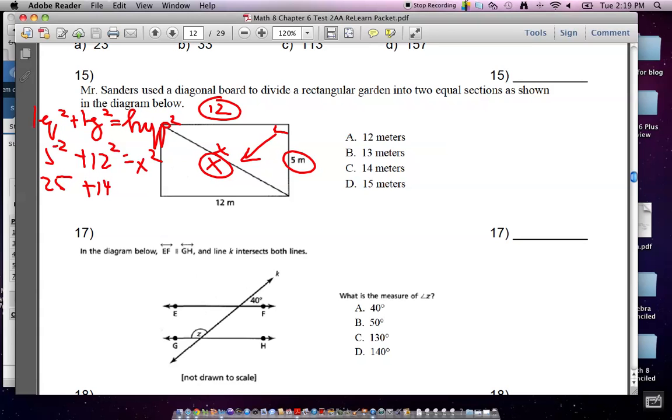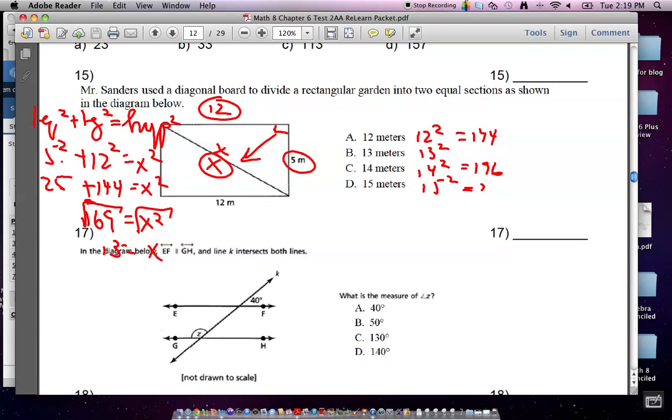25 plus 144, because 5 squared is 25, 12 squared is 144. Remember, squared means times itself. So 5 times 5 is 25, 12 times 12 is 144. Same side, same operation. Add them up, I get 169 is X squared. I do the square root. And perhaps you didn't realize that the square root of 169 was 13. But you could then go over here with all the choices and figure out, well, what's 12 squared, what's 13 squared, what's 14 squared, and what's 15 squared. And if you did that, this is 144, this is 196, this is 225. 13 squared is 169. So the answer is choice B. Okay?